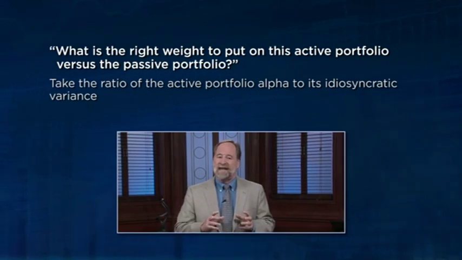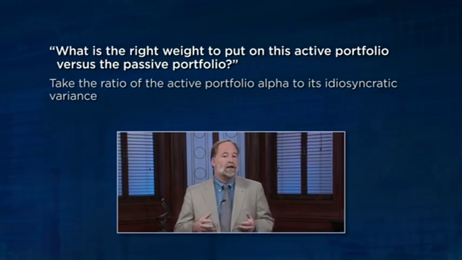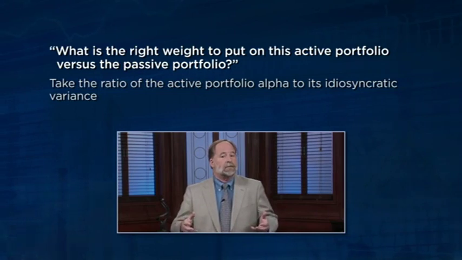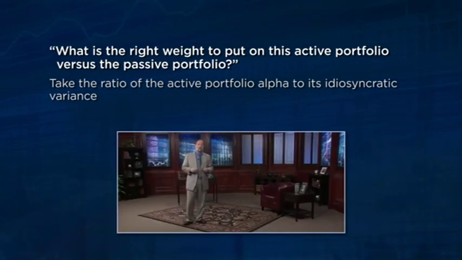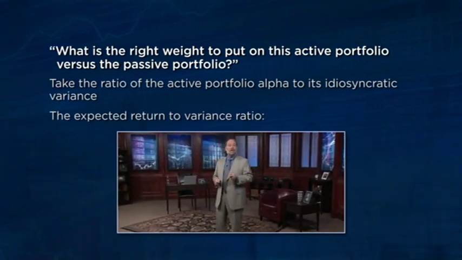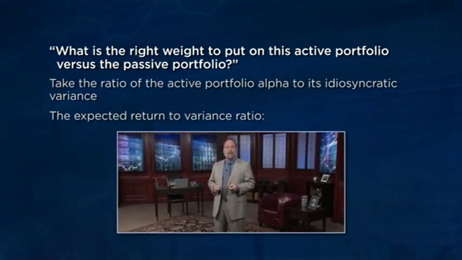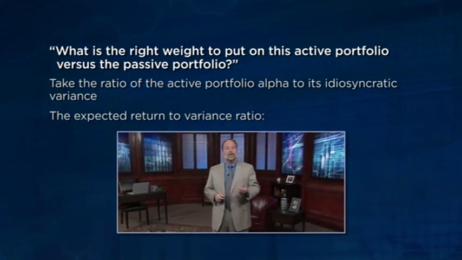Think of this ratio as the extra return, the alpha, per unit of idiosyncratic variance. If this ratio is not large, then the active portfolio would contribute little in terms of excess return, but contribute a lot in terms of idiosyncratic risk. If so, you want to put little weight or a little bit of money into that active portfolio. So let's call this ratio the expected return to variance ratio. You can also calculate a ratio like that for the market. Let this ratio be the expected return on the market divided by the variance of the market return.